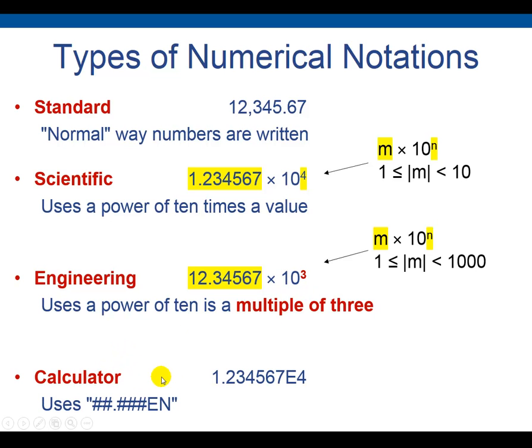In calculator notation, we can write this standard notation using E notation. E means times 10, and this 4 is the superscript. So times 10 to the 4th power. So this is what we learned before.